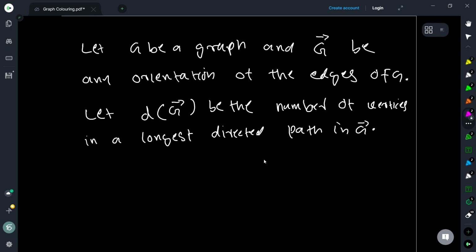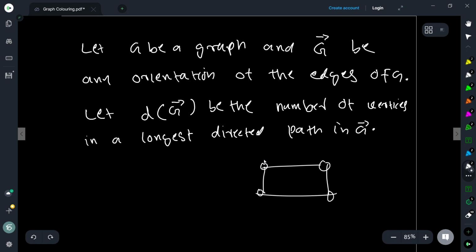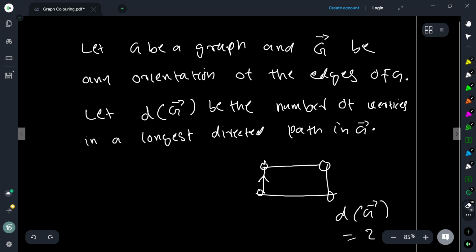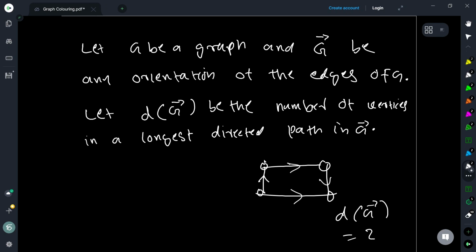Now, if this orientation differs, then of course this d can also differ. So we can have different orientations of the same graph where the longest path is of different length. For example, I can have something like this. In this case, what is d of oriented G? It is equal to 2, because if I go from here to here, I cannot continue any further. So the longest directed path is an edge. On the other hand, I could have a different orientation, let's say like this. And in this case, I have 1, 2, 3, 4. So in this new orientation, it is actually 4.